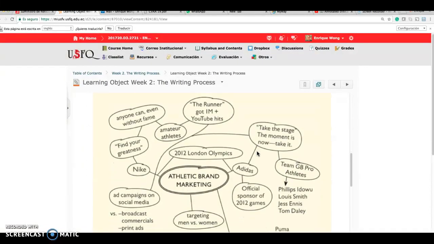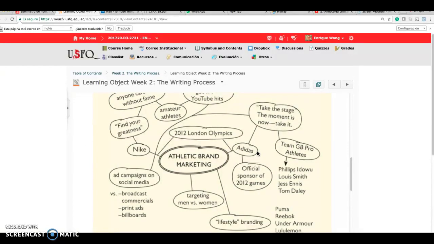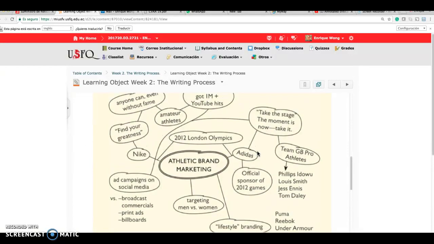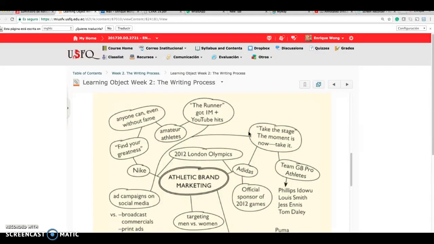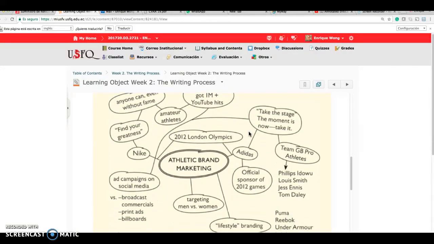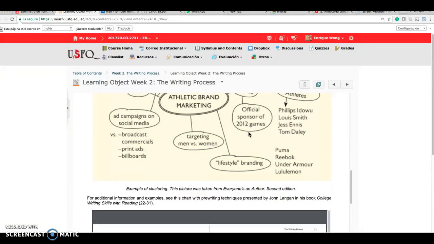This is an example of one cluster beginning from a simple topic and branching out into many different directions. This is a typical pre-writing technique. Remember that you have to submit 2 samples of pre-writing at some point.